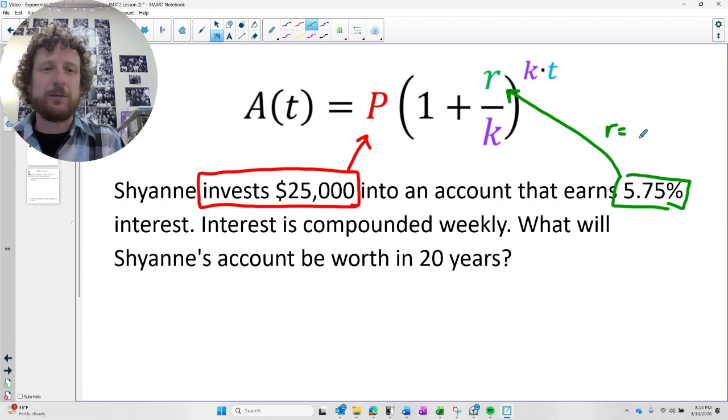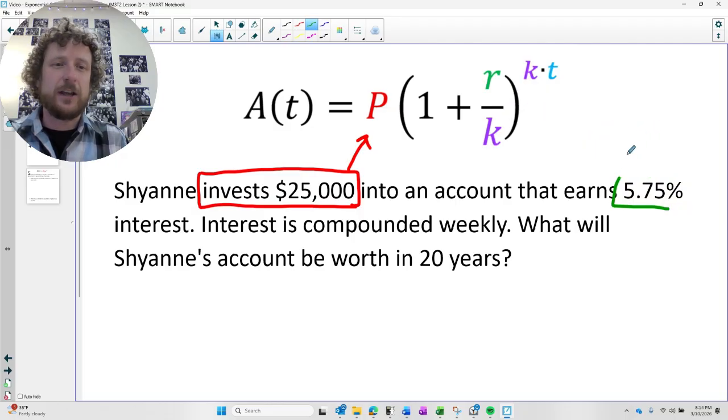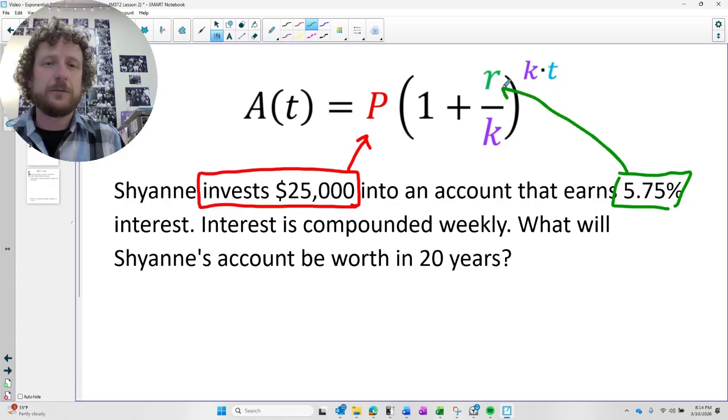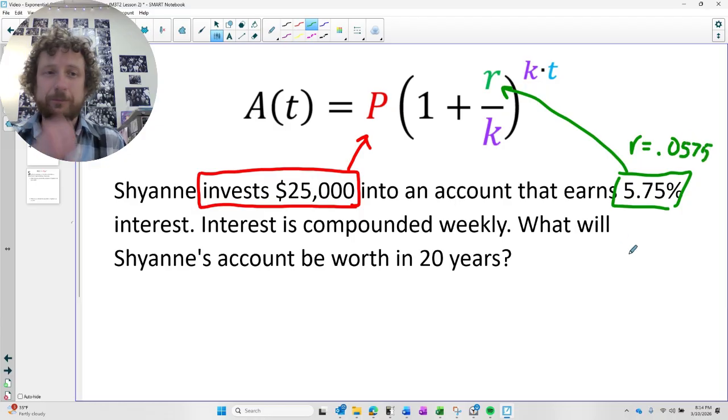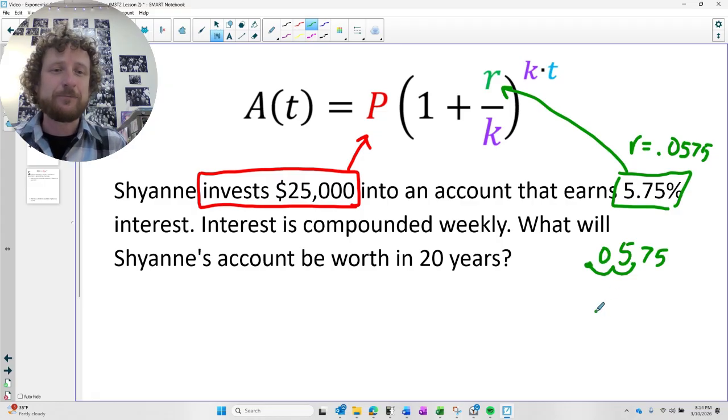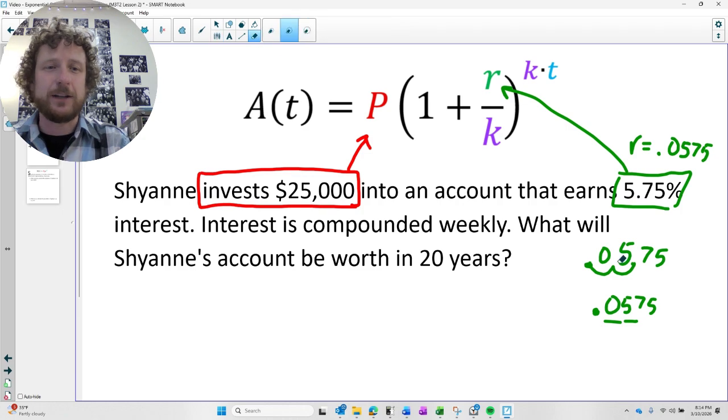I've got to be careful though. It's going to be R equals 0.0. Oops, I did too many zeros. R equals 0.0575. Some students like to take that 5.75, move the decimal to the left twice to change it to a decimal, and that's the number I use. I like to think about it like this. The first two digits are the percent. This is 5%. It's 5.75%, just like that would be 5 cents. Whatever works for you, the rate is going to be 0.0575 in the equation.